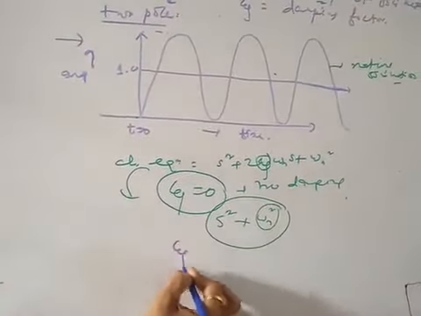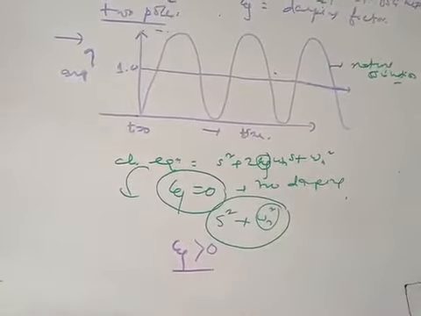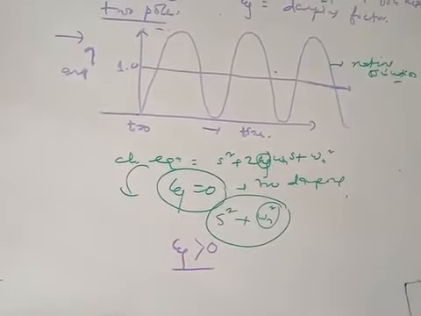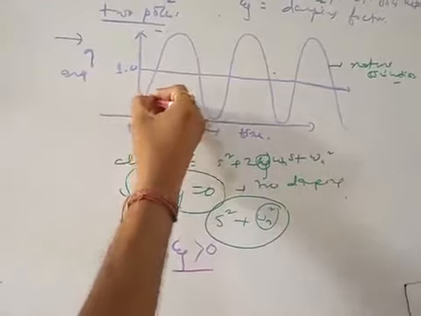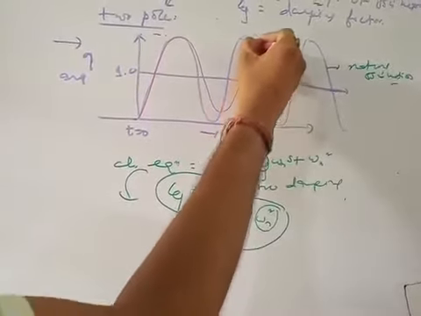And next, what happens if you apply certain kind of damping? Say damping greater than 0. What happens is, these oscillations may not be like this. These oscillations may be like this.